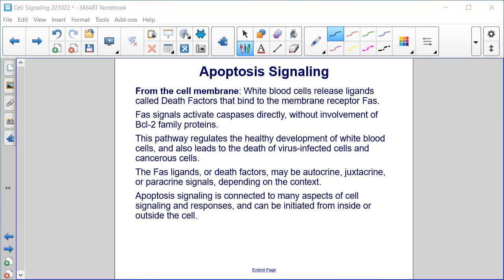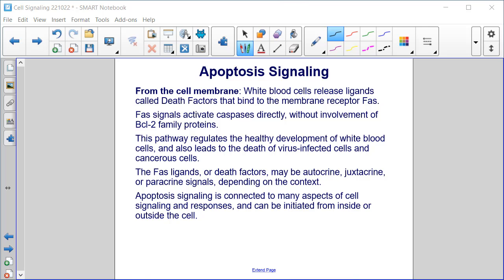From the cell membrane, white blood cells release ligands called death factors that bind to the membrane receptor FAS. FAS signals activate caspases directly without the involvement of the BCL2 family proteins. This pathway regulates the healthy development of white blood cells and also leads to the death of virus-infected cells and cancerous cells. The FAS ligands or death factors may be autocrine, juxtacrine, or paracrine signals depending on the context.